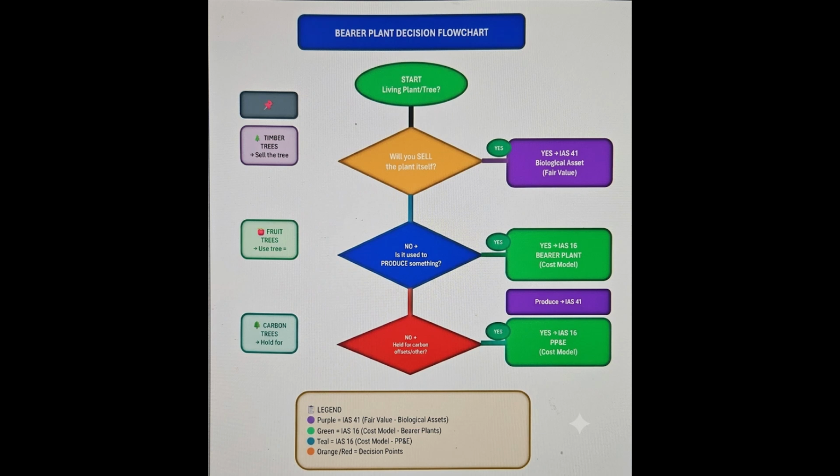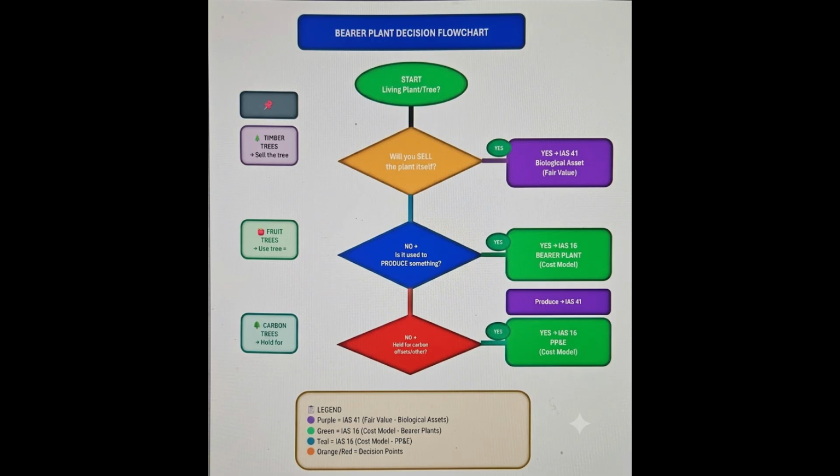Okay, now let's look at this Bearer Plant Decision Flowchart. Let's break down this Bearer Plant Decision Flowchart so that we can effortlessly determine whether an agricultural asset falls under IAS 41 or IAS 16. So let's dive in. Let's start with the very first question. The very first question you have to ask is, will you sell the plant itself?